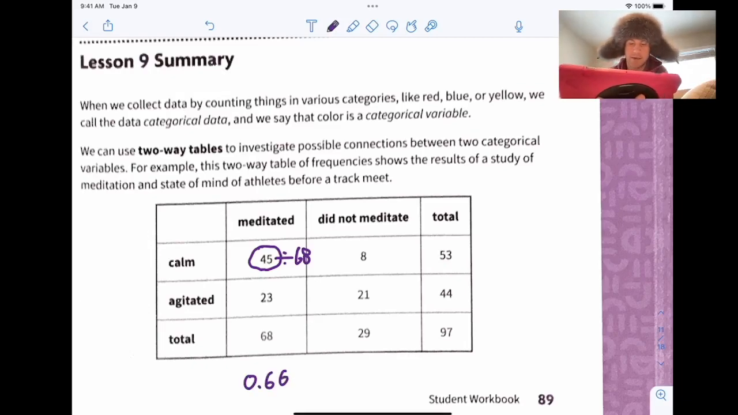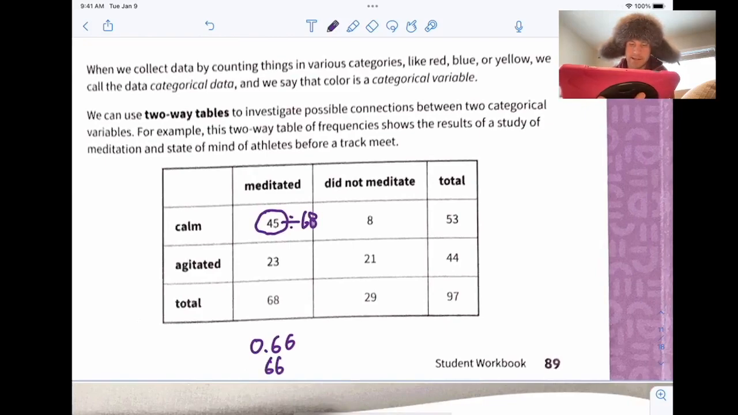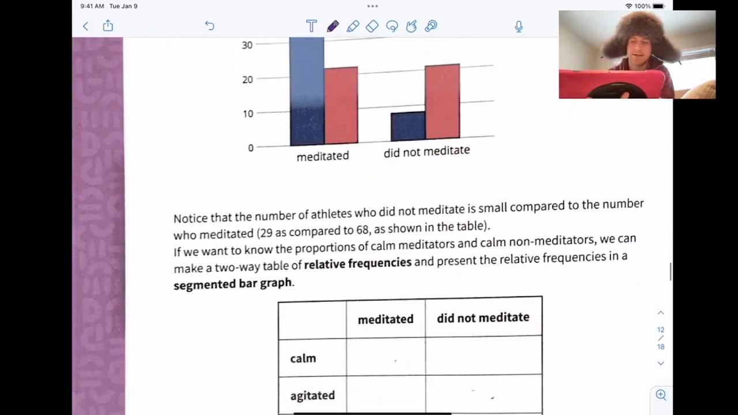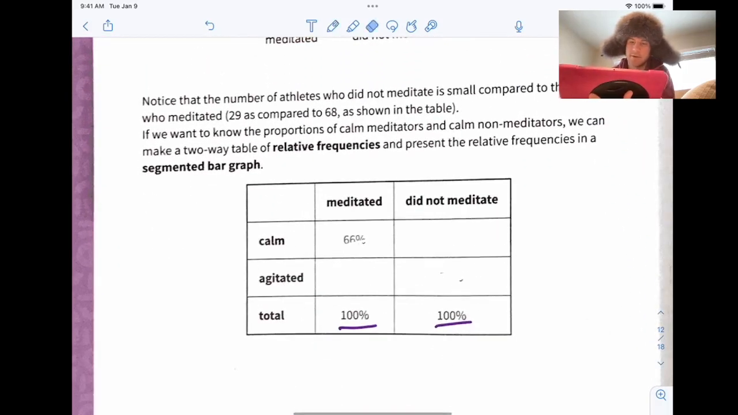45 divided by 68 is 0.66, or 66%. So the percentage of those who meditated who are calm is 66%. Let's double check our answer there. Oh, look at that. We're right.